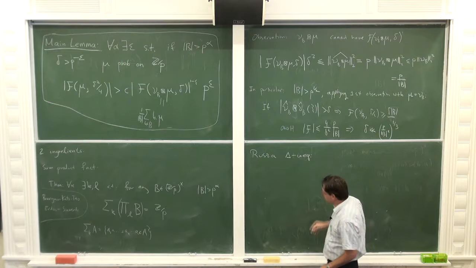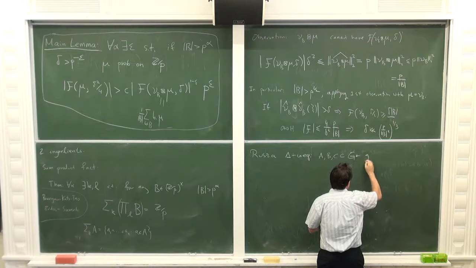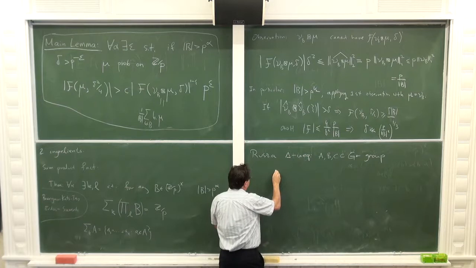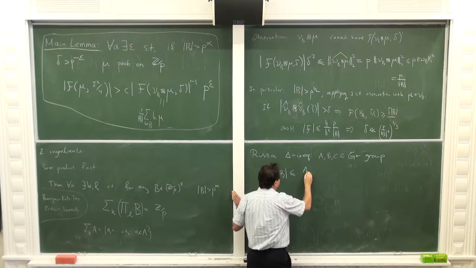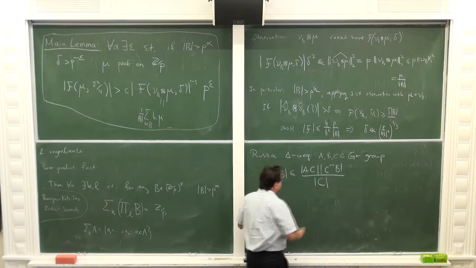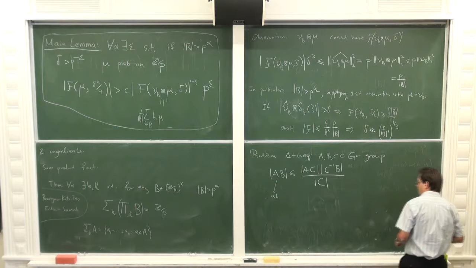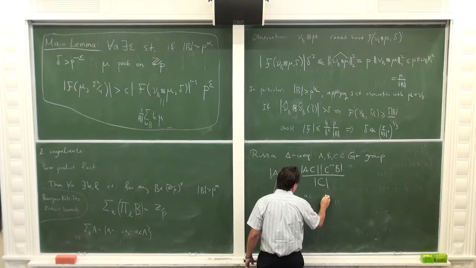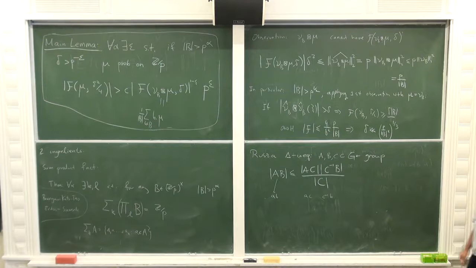Whenever I have three subsets of a group G, not necessarily commutative, so G is now not a graph but a group, I could look at the product set of A and B. And I can bound it in terms of the product set of AC and C inverse B, divided by the size of C. This is almost stupid because whenever I have A, B here, I can present it in at least C ways, as A C, C inverse B. So this is really a stupid inequality, but it's a very useful one.